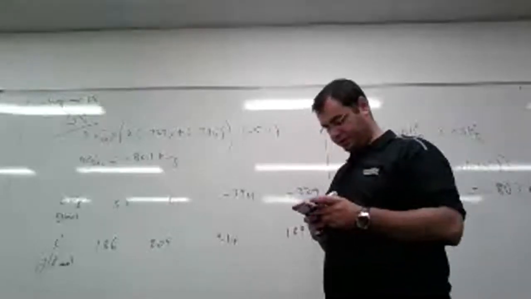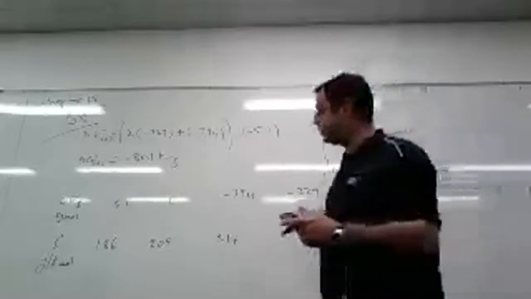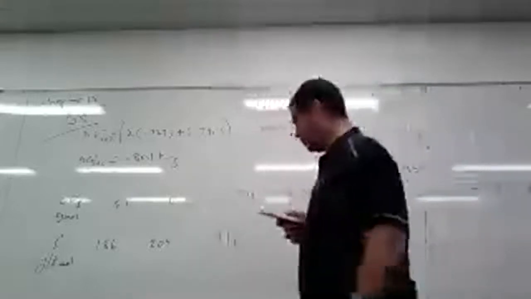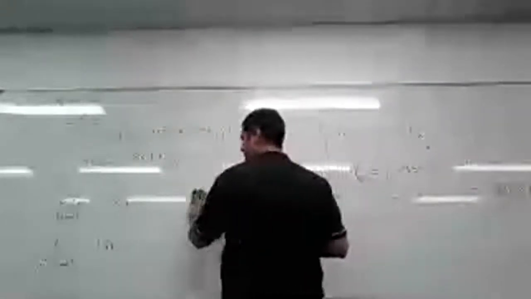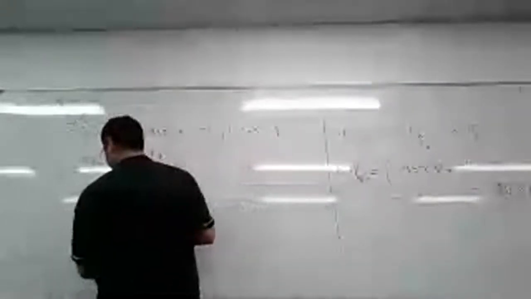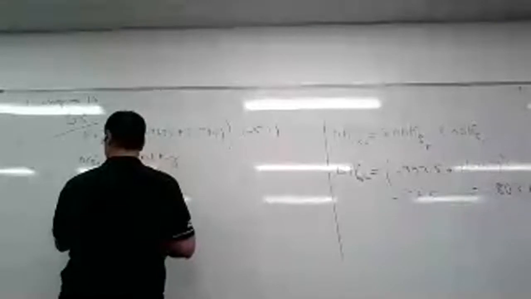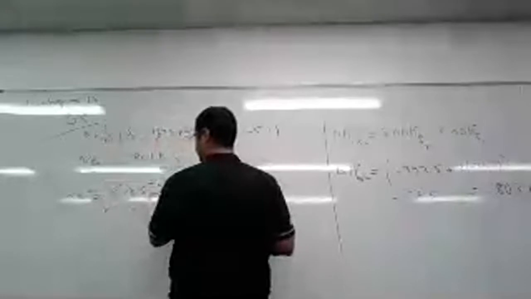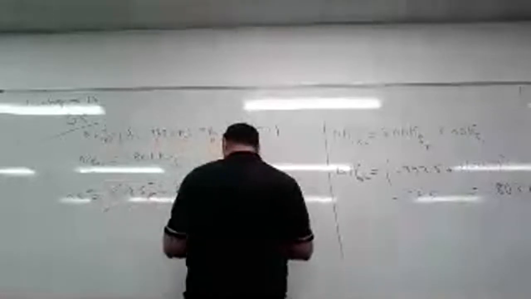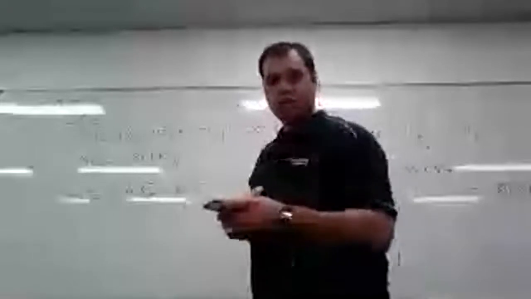Now the last thing, guys, the last thing that we are doing is what? To calculate delta S. Also delta S is equal to what in here? Delta S is equal to the sum of n S of products minus the sum of n S of reactants. Go ahead, guys.